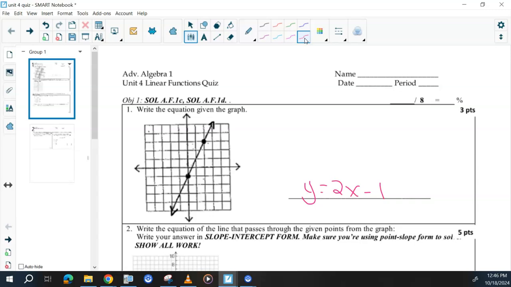So total points for: did you get the equation format correct? Is your slope correct and simplified? Do you have the correct y-intercept? Questions on that one?